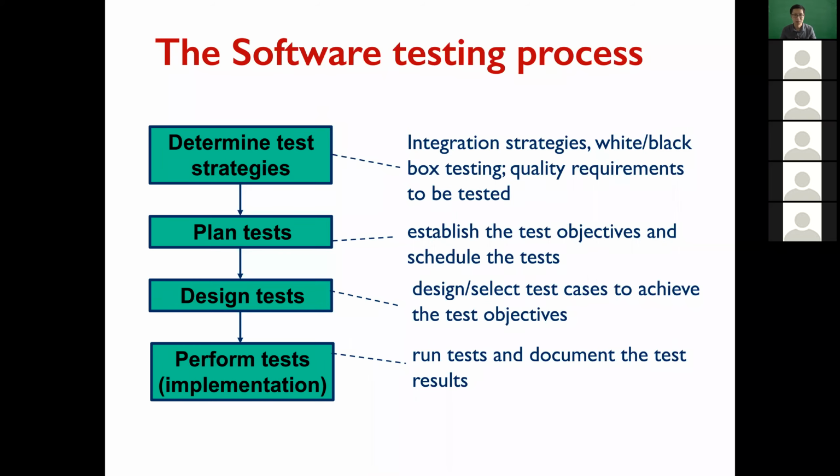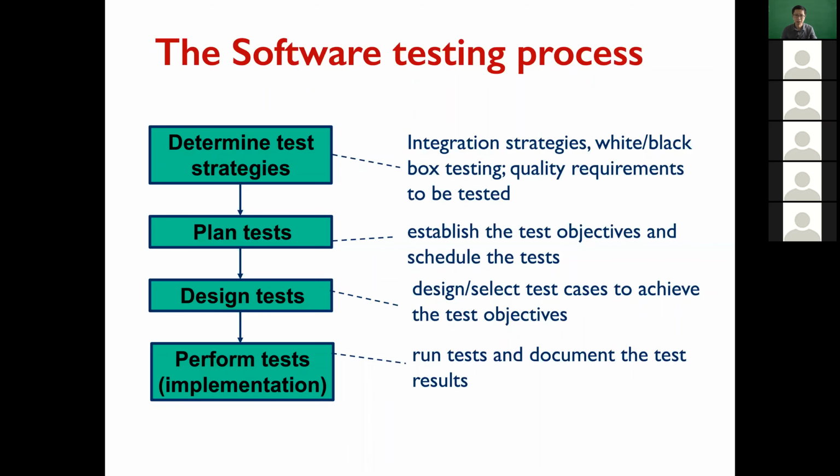The next step is to plan the test. So we should have our test objectives. We should schedule the test, and then we design the test. This is the actual step to design the test procedures or test cases or test scripts. And then after we design tests, we already have the test cases, then we perform the test. This is also called implementation of the test. We run the test, and we also document the test results.